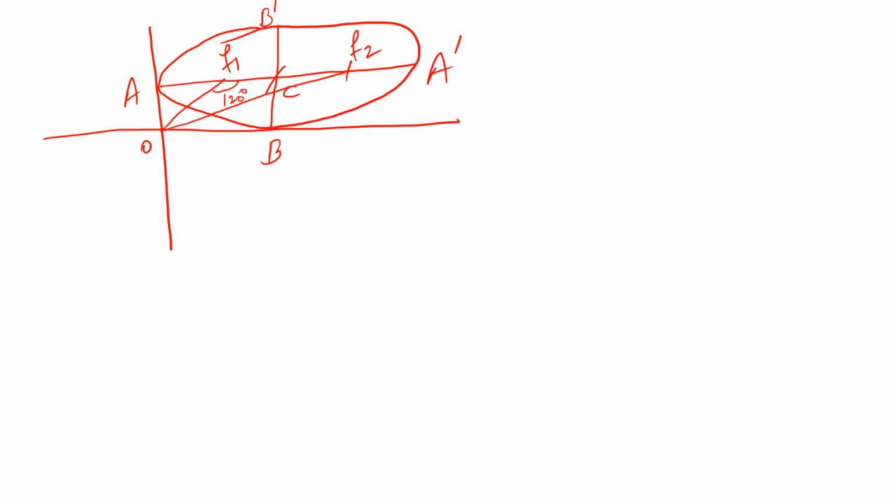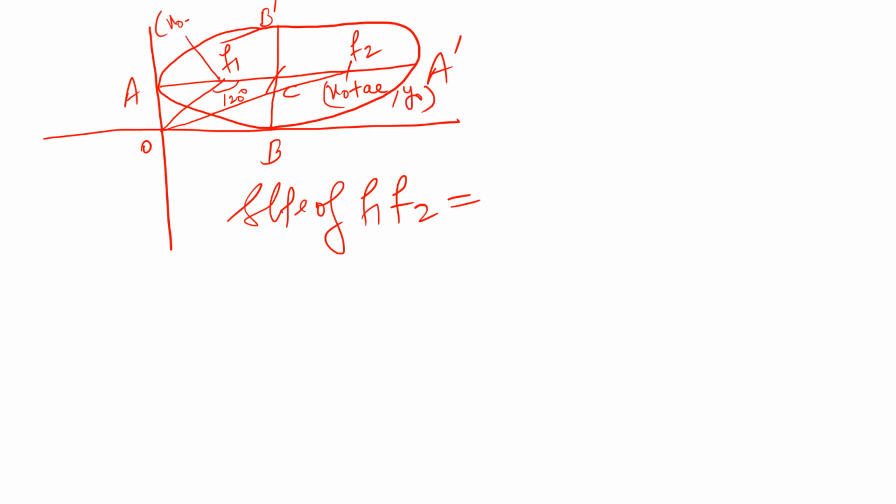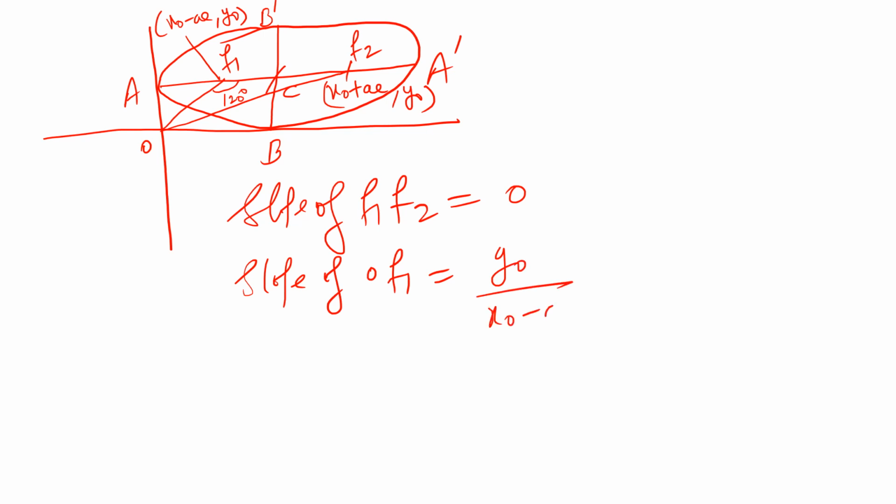The slope of F1F2, this line, is going to be how much? Because the coordinates of this point are x naught plus ae, y naught, and the coordinates of this point are x naught minus ae, y naught. So the slope of F1F2 becomes y naught minus y naught, which is just 0. And what is the slope of OF1? It is going to be y naught upon x naught minus ae, right?